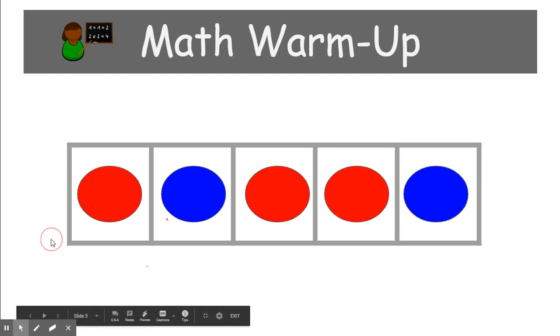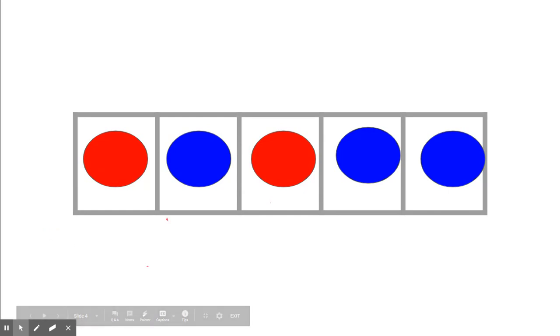Let's try another one. Here's another 5 frame. On one hand, show how many red dots there are, and on the other hand, show how many blue dots you see. I'll pause. Very good. With one hand, we're showing 2 red dots, and with the other hand, we're showing 3 blue dots. How many is that in all? Let me pause. Very good. That is 5.